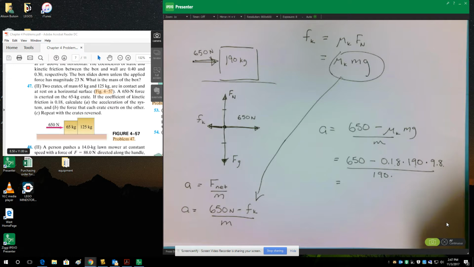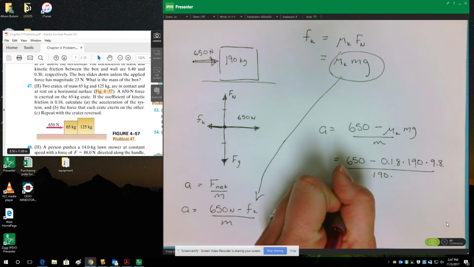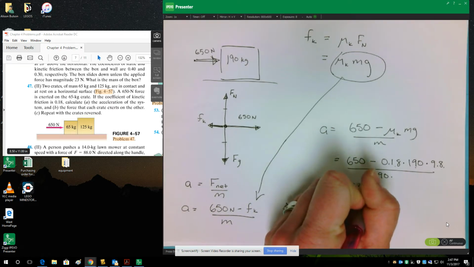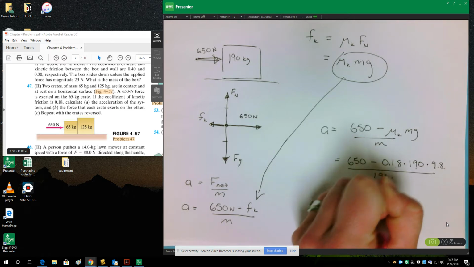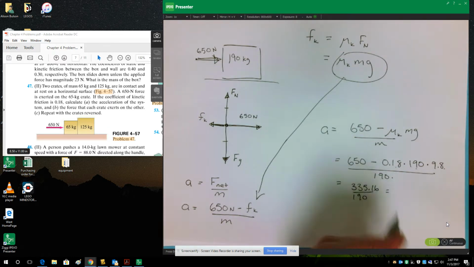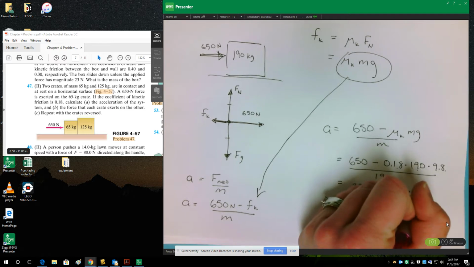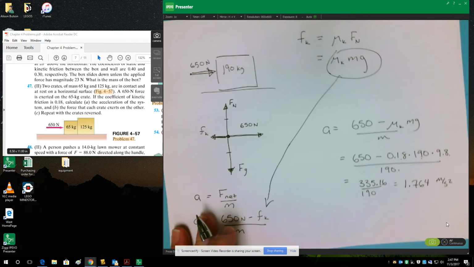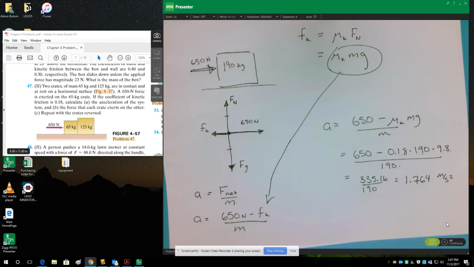I missed my calculator. So 650 minus the quantity of 0.18 times 190 times 9.8, close parentheses, 335.16, divided by 190. So 1.764, as we discussed, units of meters per second squared. I guess I can check the solutions to see if that's an acceptable answer.